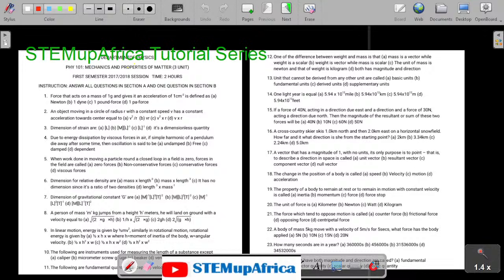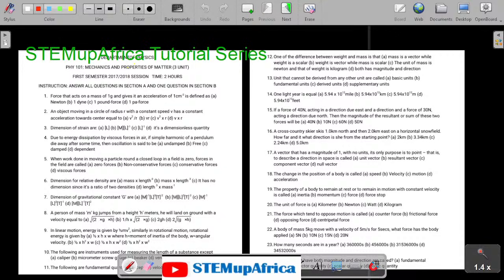Number 13, unit that cannot be derived. This is what I was saying right now. Unit that cannot be derived from other units. This is what I was explaining in questions 11 and 12. Unit that cannot be derived from other units, as you know, we call them fundamental units, while those you can derive from others, we call them derived units. So the answer to question 13 is simply A.